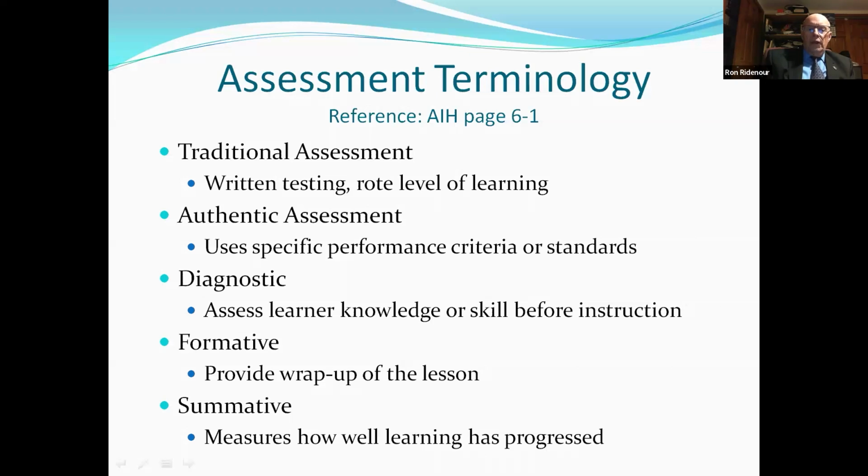And then the summative measures how well learning has progressed. At some point in time, you have to allow your learner to perform the maneuvers without you saying a word. That's one way that you know whether they're ready to solo or ready to take the practical test: can they perform the maneuver without any comments, constructive criticism from you.